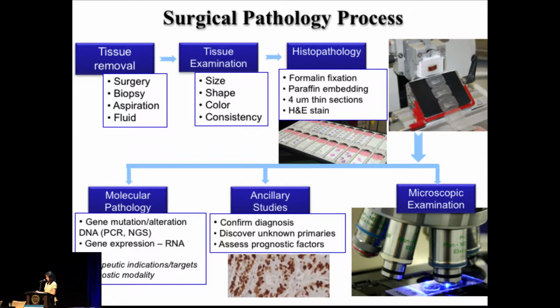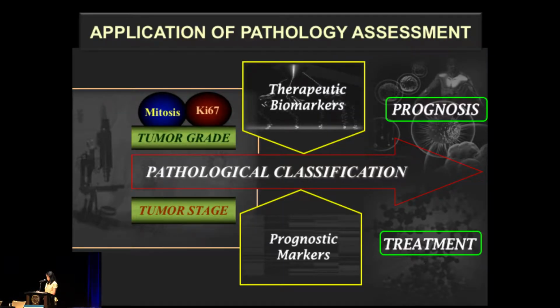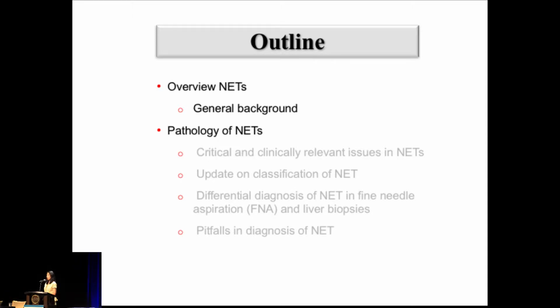And sometimes you probably will be asked to have additional slides, additional material for other ancillary studies such as immunostains or even molecular diagnosis. So in general, what we do in pathology is to accurately diagnose the tumor, provide the tumor stage, that is how far the tumor has gone in your body, and provide the tumor grade. And then hopefully some of these will provide both prognostic as well as therapeutic indications. So the outline of my talk is, first of all, an overall view of the disease, and then some specific pathological issues.